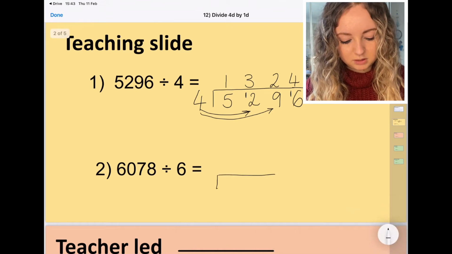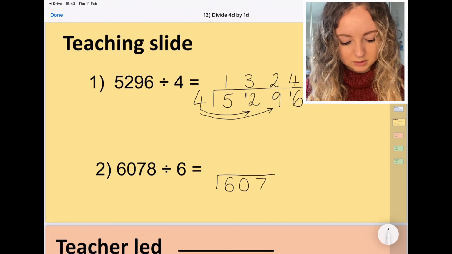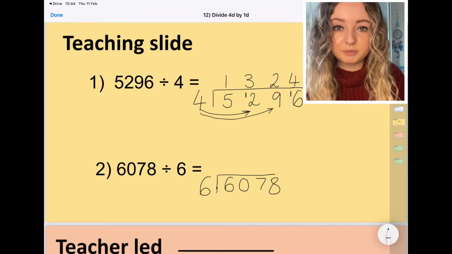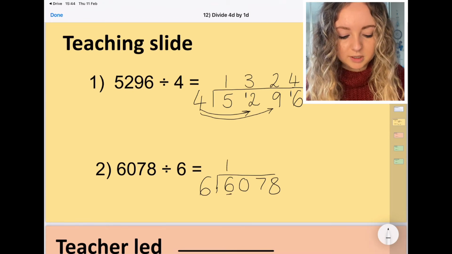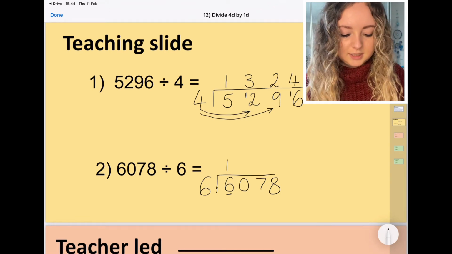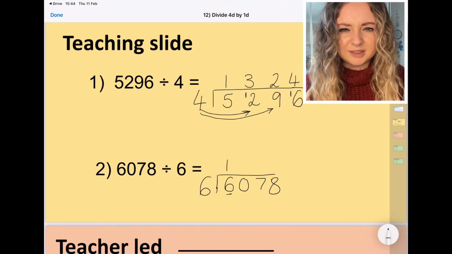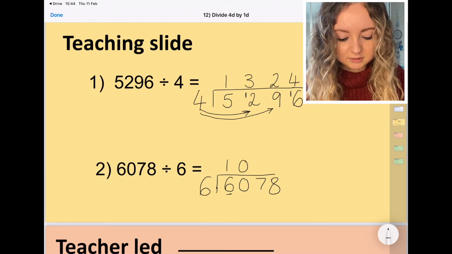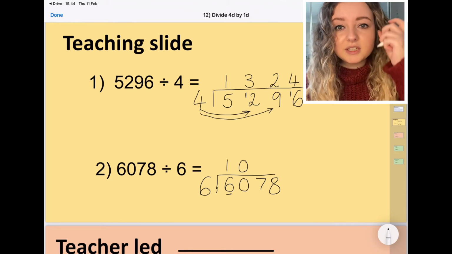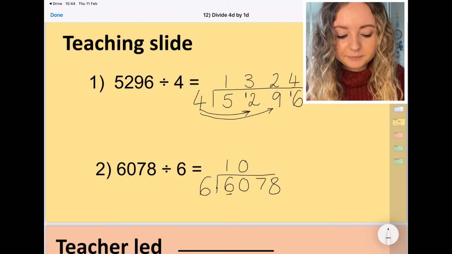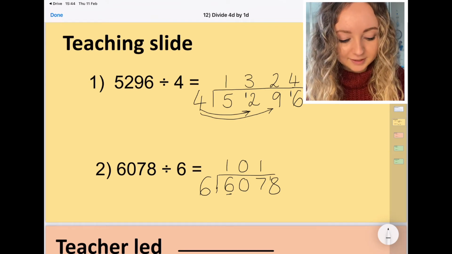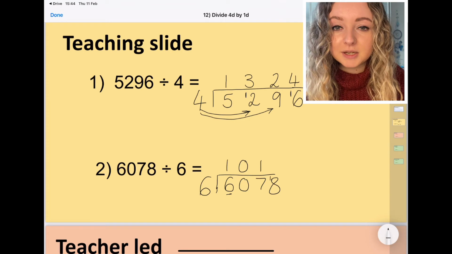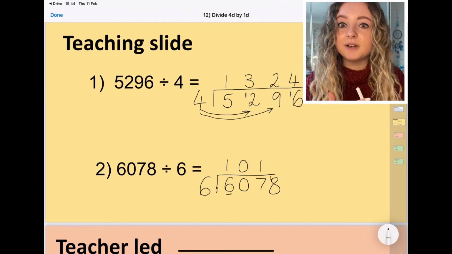So, here we go. We are doing 6,078 divided by 6, so 6 goes on the outside of our bus stop. How many 6's firstly go into 6? Well, there's just the 1. Next one, how many 6's go into 0? They can't go in, so it's 0. How many 6's then go into 7? 1, with 1 left over. And then the last part, how many 6's go into 18? 6, 12, 18. 3.